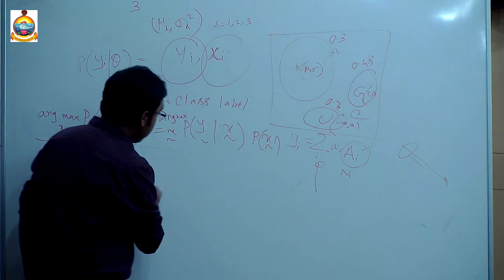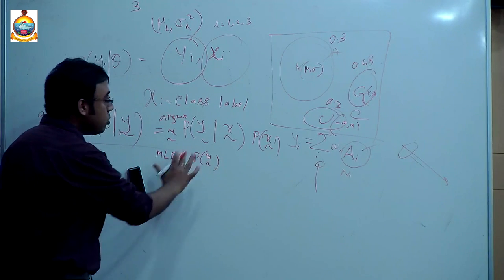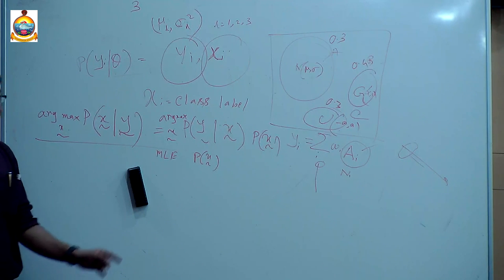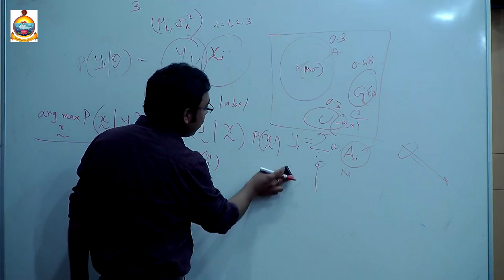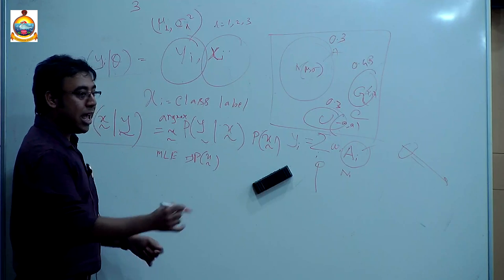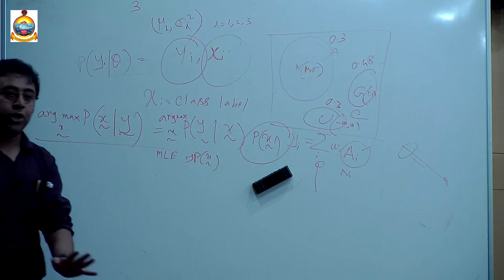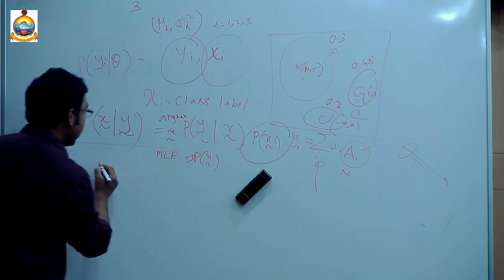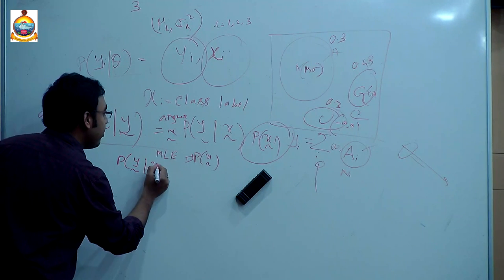Now in maximum likelihood estimation, we assume this distribution of the class labels as uniform, and since this is uniform in the MLE model, this part actually gets dropped. I'll come to this part when I do the maximum a posteriori estimation, and this part is actually the difference between the maximum likelihood and the maximum a posteriori estimation. Okay, so in MLE, we want to maximize probability of y given x.